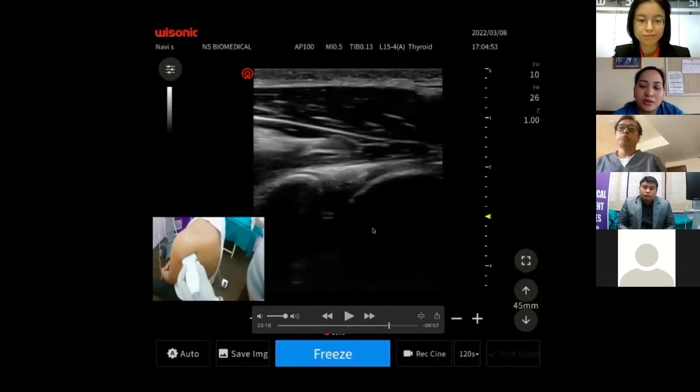This is how the posterior glenohumeral joint recess looks. This is the head of the humerus. I can just see the hyperechoic line. And this is the glenoid cavity. And this gray little hypoechoic structure is the labrum. So this labrum holds the head of the humerus.